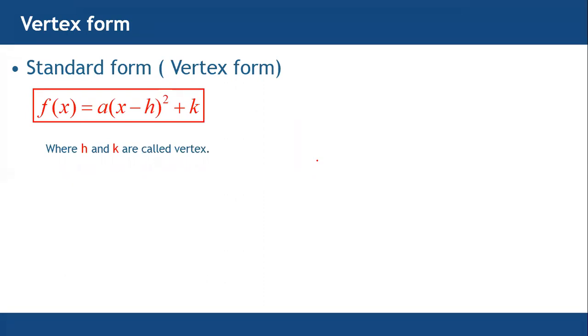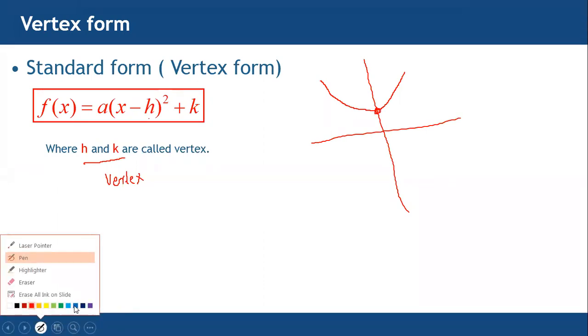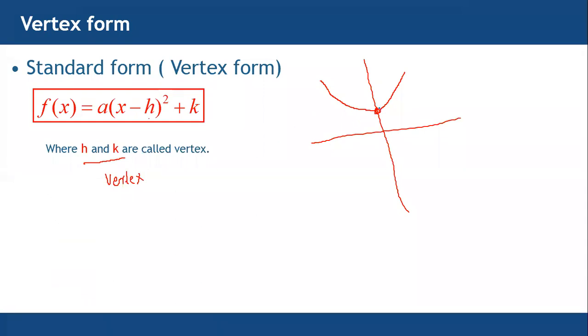Okay, standard form: we have f of x is equal to a(x minus h) whole square plus k, where h and k are called the vertex point. For example, if we have a graph of a parabola, let's suppose the parabola graph is like this one. These two points are called the vertex point. And if you know the vertex point, then you can easily draw the graph of the parabola.